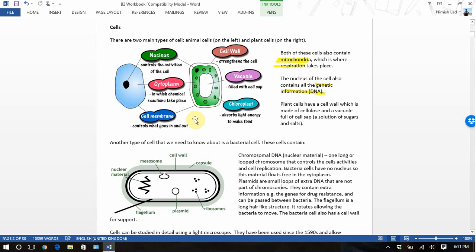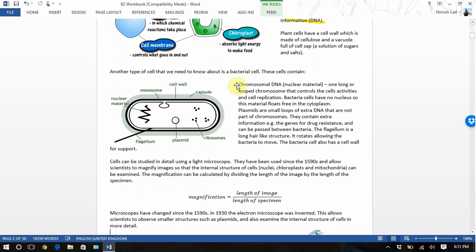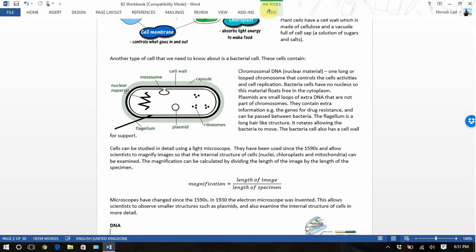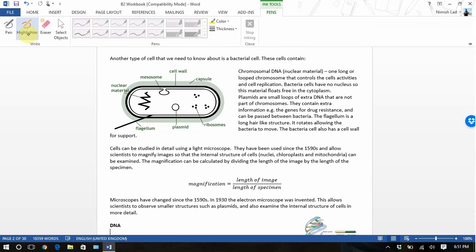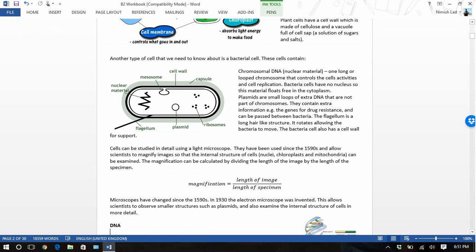Another type of cell that we need to know about is a bacterial cell. Bacterial cells have a very specialised structure to allow them to do their job particularly well. The chromosomal DNA is in one long looped chromosome that controls the cell's activity and replication. Bacterial cells have no nucleus, so this material is floating free in the cytoplasm. Plasmids are small loops of extra DNA. So this is the actual nuclear material, the chromosomal DNA.